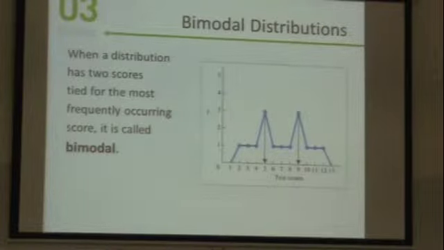Now you can have the situation where there's no mode. What if no score repeats? You have to say no mode. Don't put 0, because 0 is a number. You literally write out no mode. All right, so no number repeats, no mode. Doesn't have to happen.